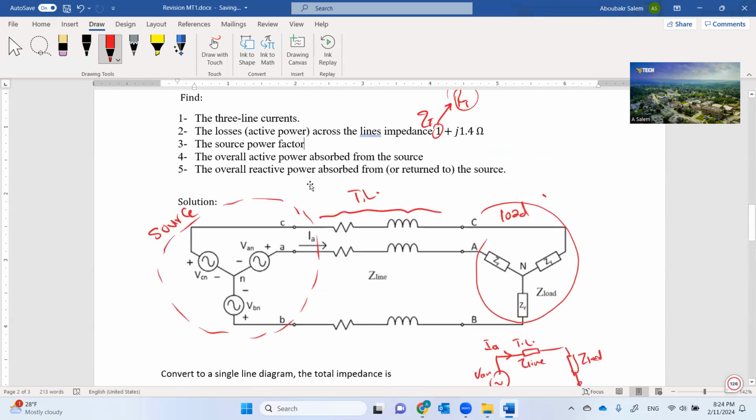Another question here, guys. Find the overall reactive power absorbed from or returned to, because in the question in the beginning, we don't know, is it going to be lagging or leading power factor? So it could be either. It could be the reactive power moving from supply to load if it is lagging, or return to the supply if it is leading. So here, for sure, since the power factor is lagging, it's going to be only absorbed from the source or moving from source to load.